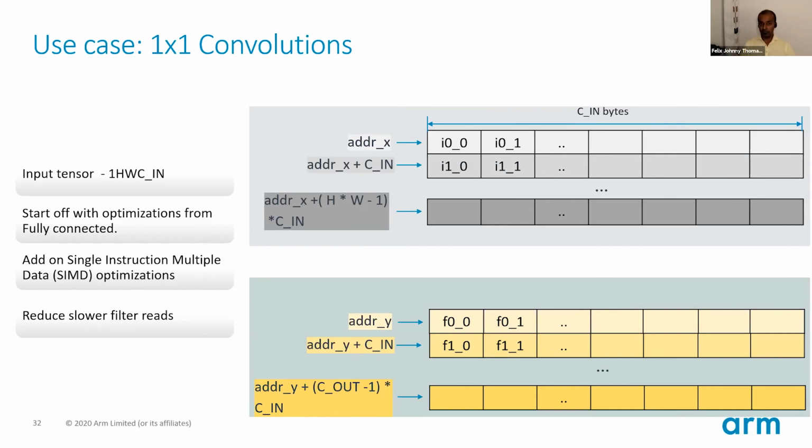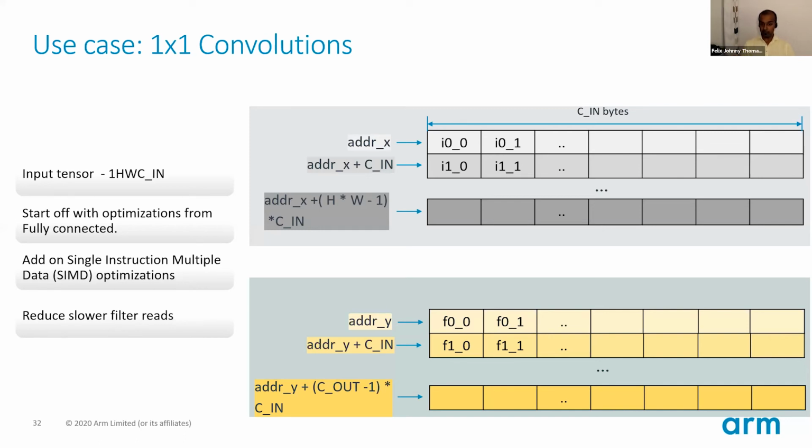So we would start off with the same optimizations that we did in fully connected, with the one difference that we would try to reduce the number of filter reads and not the input reads. The reason for that is your filter is usually stored in flash, which is a slower memory access compared to your on-chip memory access. Apart from that, the optimization principles would be the same that we did in fully connected.